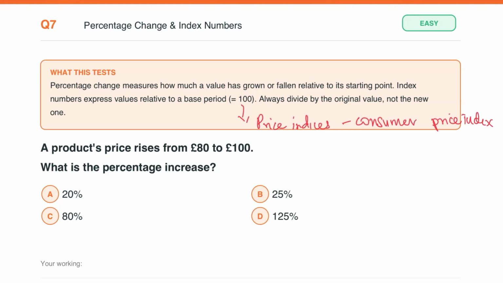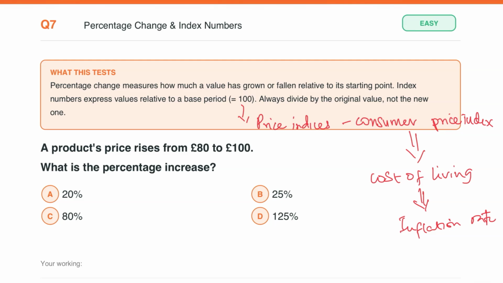wholesale price index. These can help measure things like cost of living, and ultimately even how a country determines its inflation rate will be based on setting an index based on a base period. Now let's look at this question.